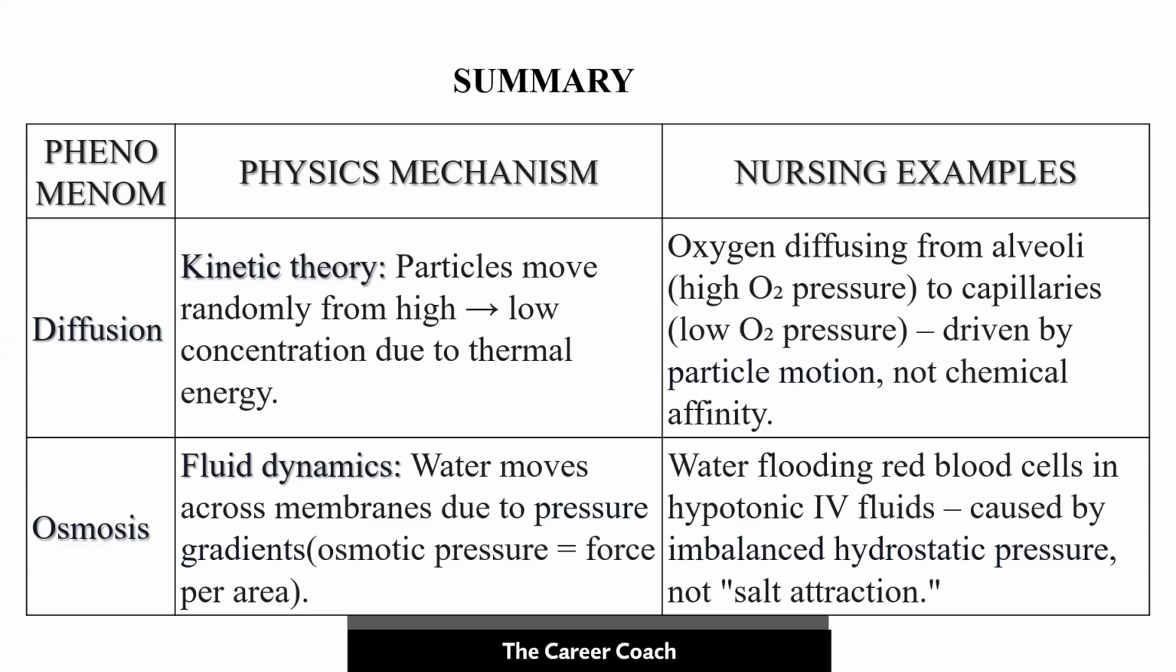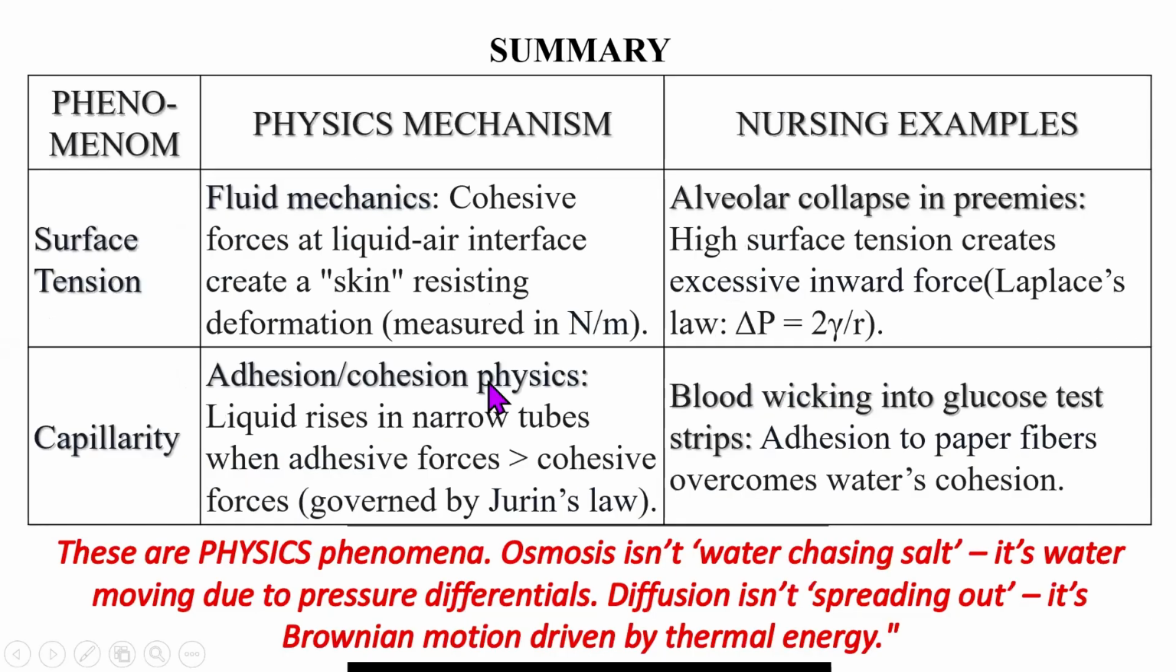Water flooding a red blood cell in hypotonic IV fluid is caused by imbalanced hydrostatic pressure, not salt attraction. So water will move to areas of greater concentration. So they will move away from low concentration towards areas of high concentration, not as a result of salt attraction. That's what that explains.